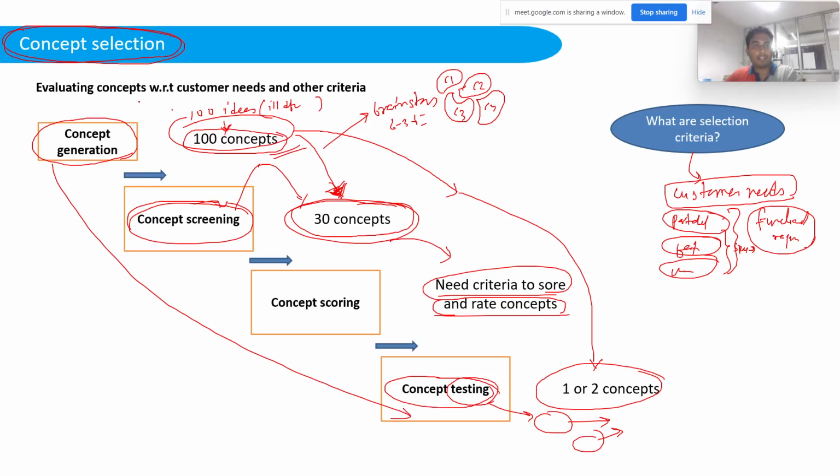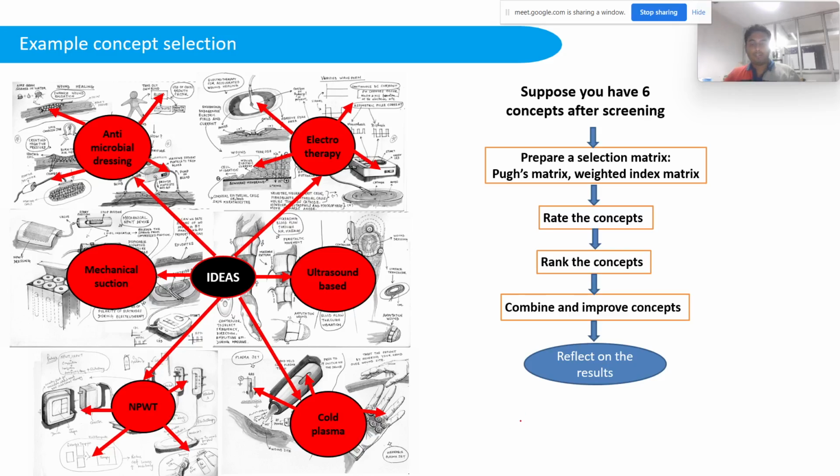It involves, after concept generation, first concept screening, then concept scoring. So this is an empirical way. So we use some sort of matrices. We have some sort of criteria, and we have various concepts, and we try to rank or rate these concepts against these criteria. And then after getting the particular ranks, we select the one that gets the highest rank, and then later we go for concept testing.